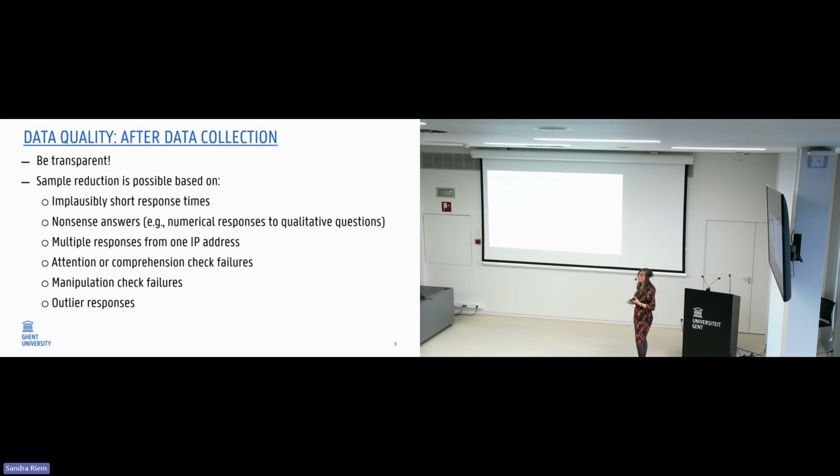If you see attention or comprehension check failures, that's also a reason to exclude them. And then the typical ones, but that's also for studies in the lab: if you have a manipulation check failure, also a reason to exclude them, and outlier responses. So if you see some responses that are just way out of range, also a reason to exclude. But that's the same for all participant pools, whether they are online or in the lab.